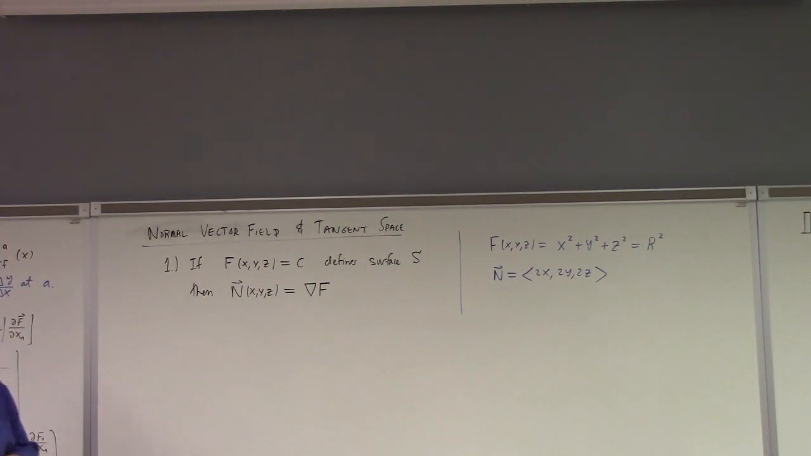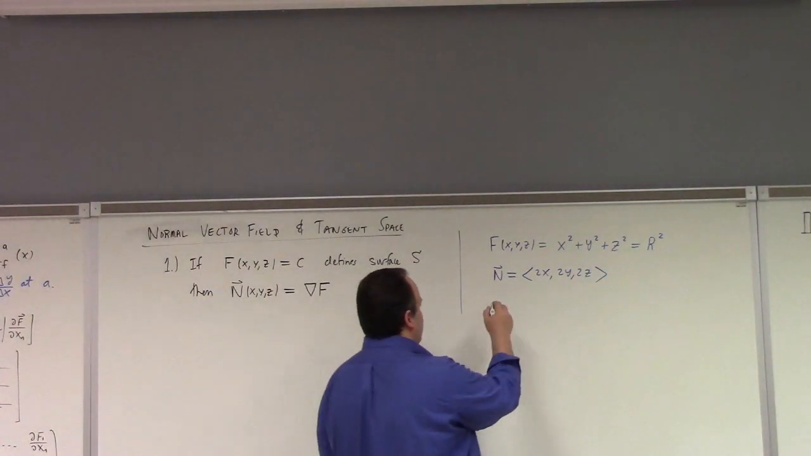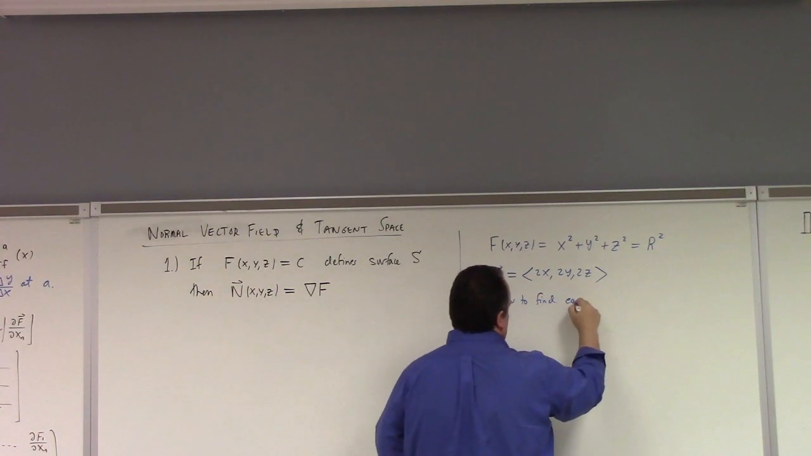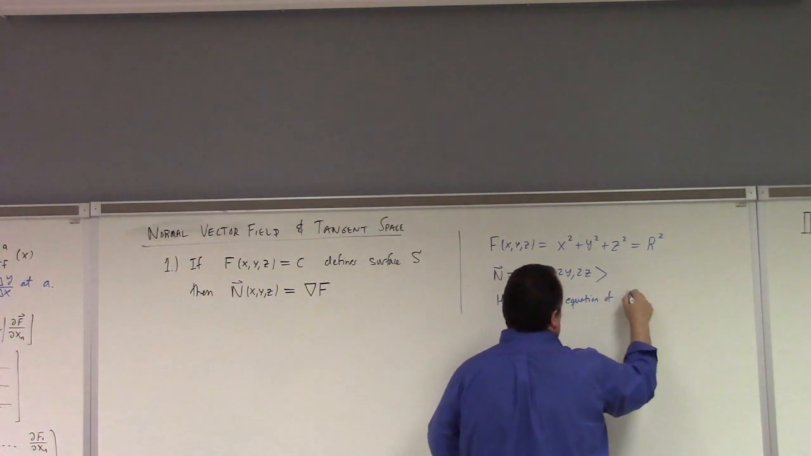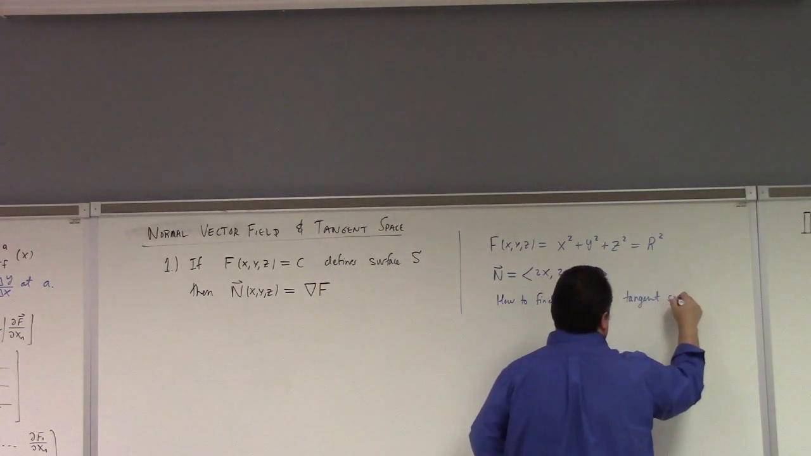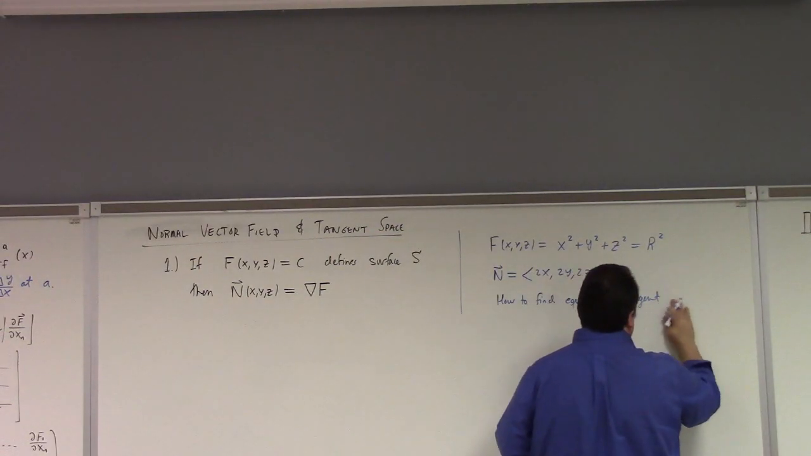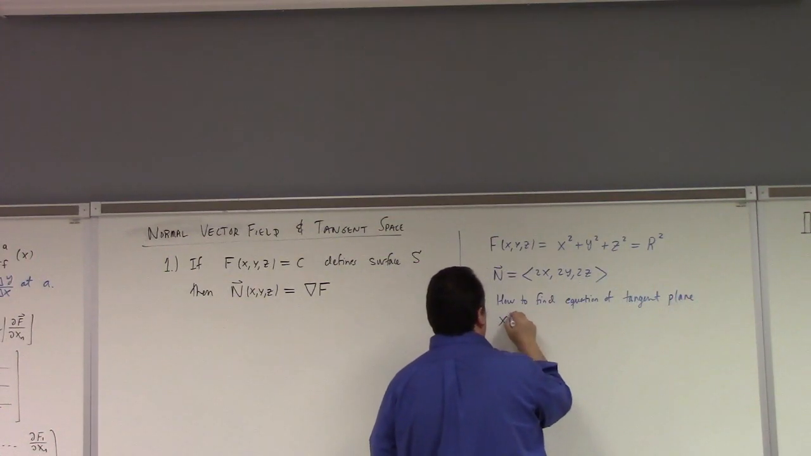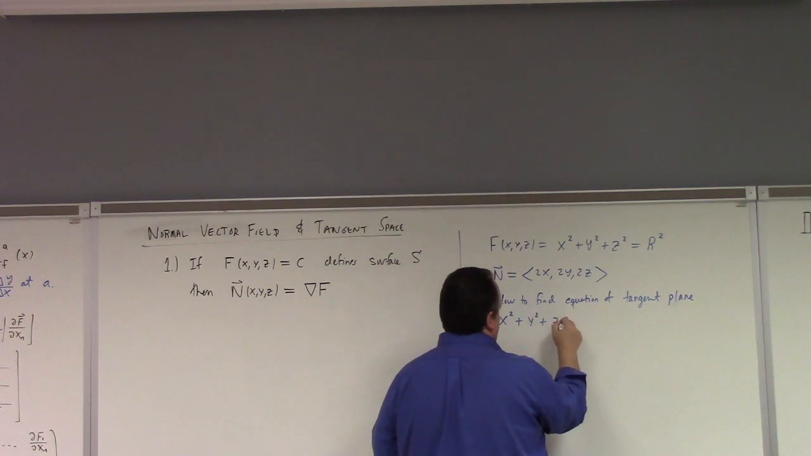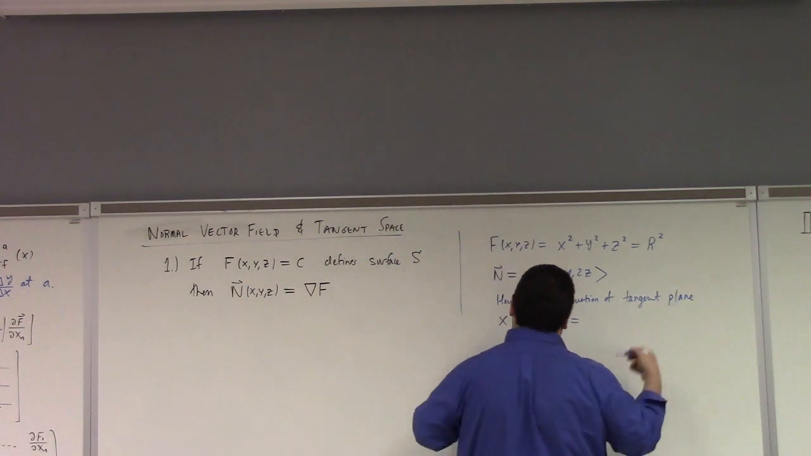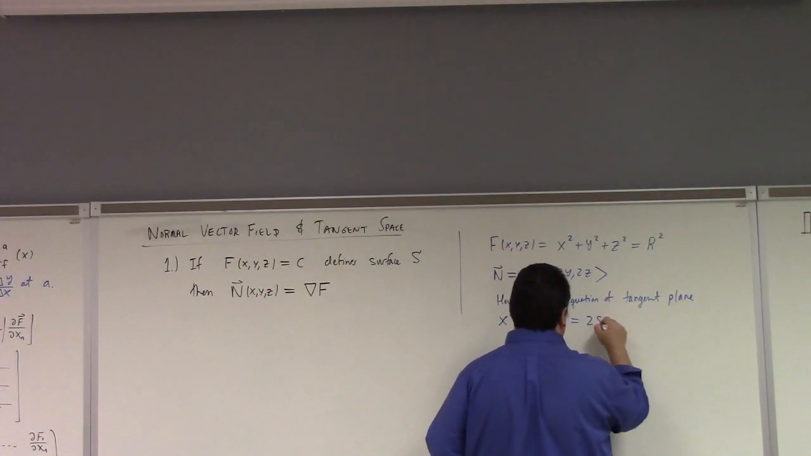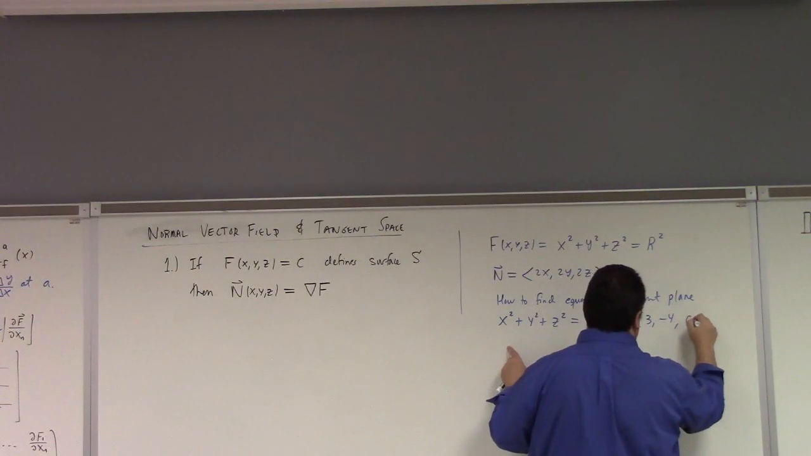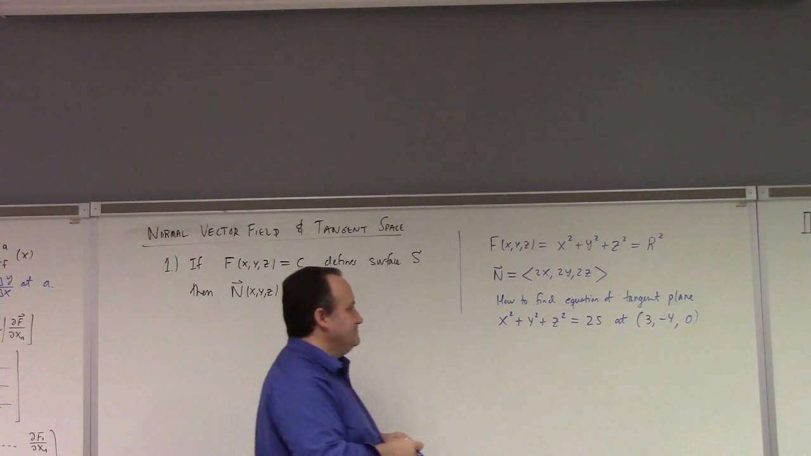But suppose you want to find the equation, for instance, of the tangent space. Can you guys tell me? Well, I say tangent space. I meant to say tangent plane here. And let's make it more specific. x squared plus y squared plus z squared equals 25. And what's a point on there? How about (3, -4, 0)? Is that a point on that sphere?